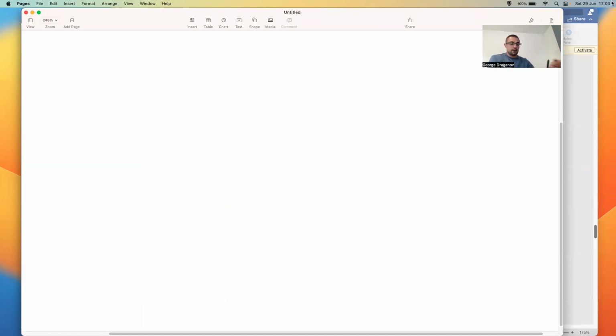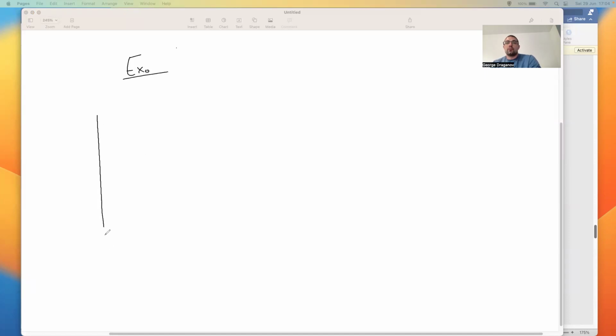Okay, so let's do exothermic first. So we're going to do exo. You sketch yourself a graph like this. You put your reactants here. Now energy is going to be released, so the products will have a lower energy here.